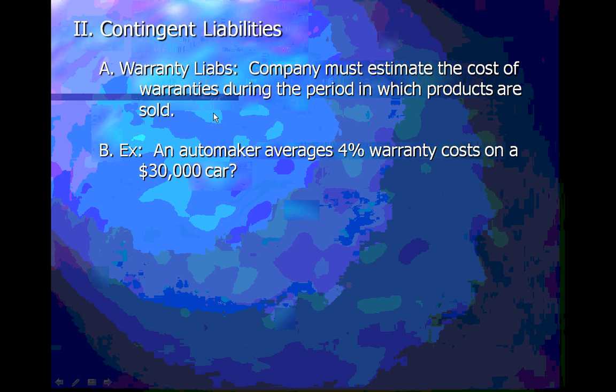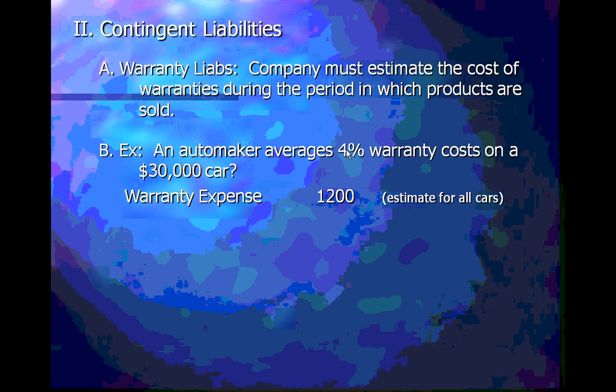Hopefully the company has some historical data, and you'd see an automaker averages 4% warranty costs on a $30,000 car. Here's what they would do. You would take 4% times 30,000, and for this specific car, let's just accumulate 4% times 30,000. That would give me $1,200. That'd be an estimate for every car that we sold. So we would take this journal entry, but of course not every car is going to come in for a warranty. That's just an estimate we make.